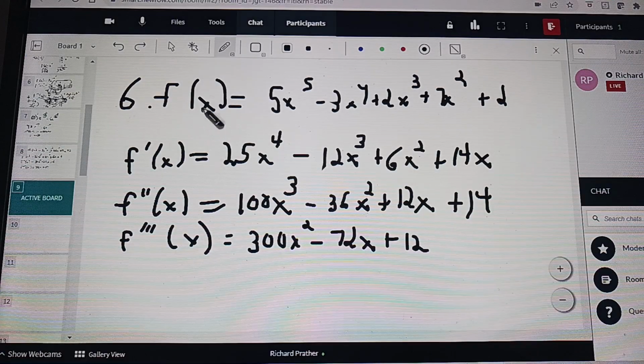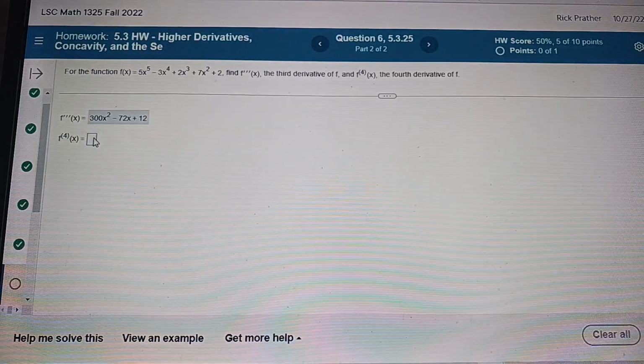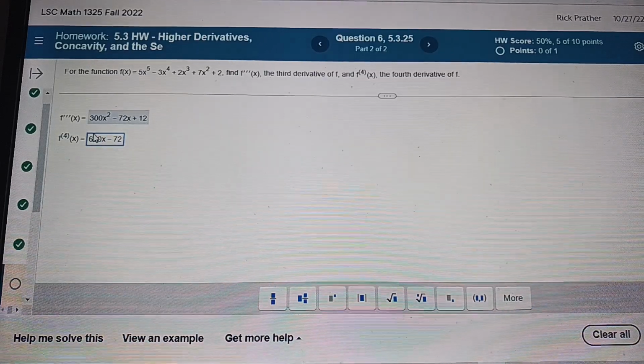Now do the fourth derivative. So you put a little 4 here in parentheses to mean fourth derivative. 300 times 2 is 600, x to the first. 72x has a derivative just negative 72, and then 12 has no derivative. 600x minus 72. And that's as far as they want us to go here, but the fifth derivative would be 600 because that's the slope of the linear part. The fifth derivative would be 600, and then every sixth derivative and beyond would all be zeros.